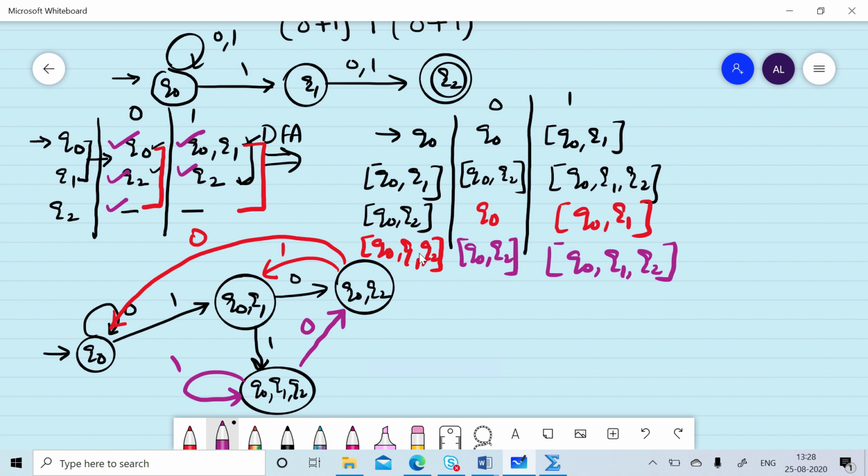Now in the NFA, Q2 is the final state. Q2 is appearing in Q0, Q2, so it will be our final state, as well as Q0, Q1, Q2 will be a final state.